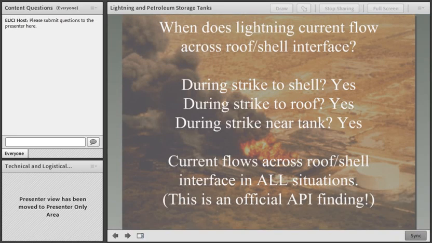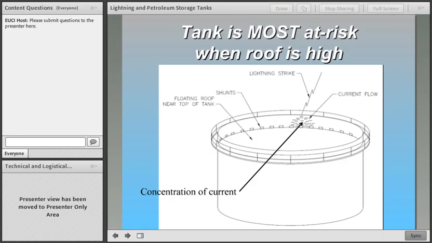So when does lightning flow across that roof shell seal or roof shell interface? During a strike to the shell, during a strike to the roof, and during a strike near the tank. So basically, the API has concluded that you will have lightning-related currents flowing across the seal under all circumstances during lightning strike activity.